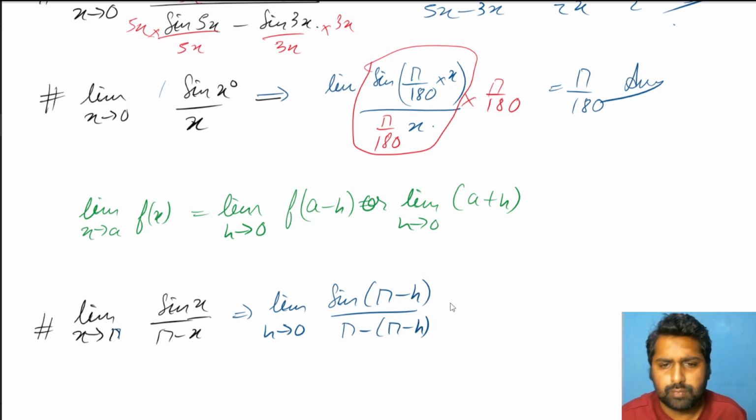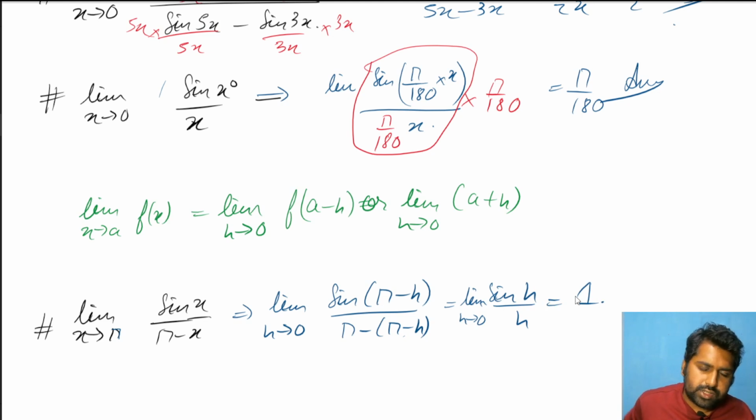So what is sine pi minus h? Sine 180 minus theta is basically the same as sine theta. So sine h, limit h tends to 0, and in the denominator pi will cancel and negative becomes positive, so the denominator becomes h. So now it is limit h tends to 0 of sin h by h. It is pretty much looking like the formula limit x tends to 0 of sin x by x, only the name of the variable is different. So this also becomes 1. All right, this is how you use it.